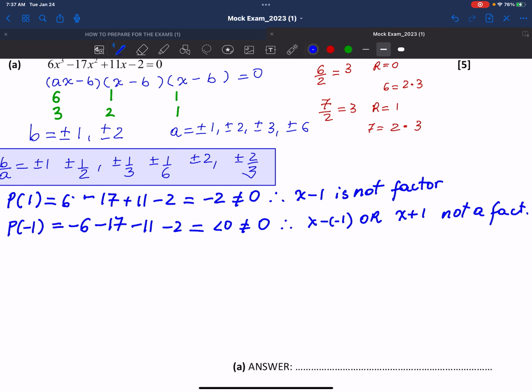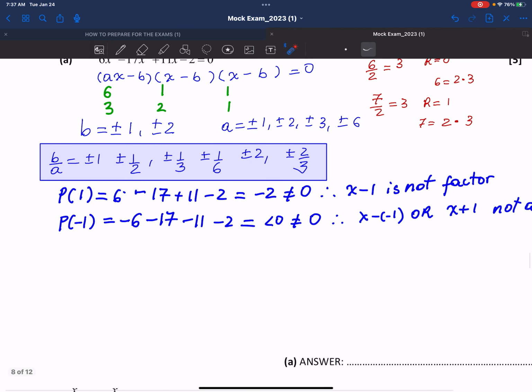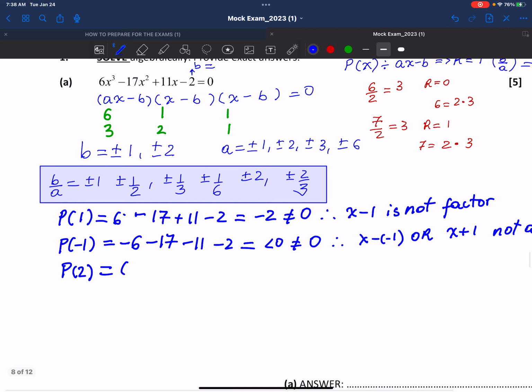So moving on to the next possible values of b, we have plus and minus 2. So the value of the polynomial at 2 would be equal to 6 times 2 to the power of 3, minus 17 times 2 to the power of 2, plus 11 times 2 minus 2.